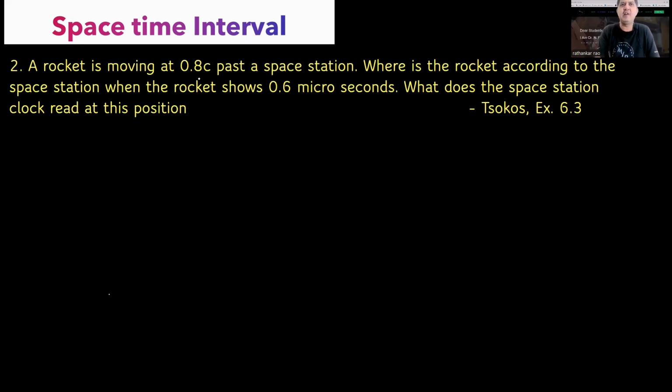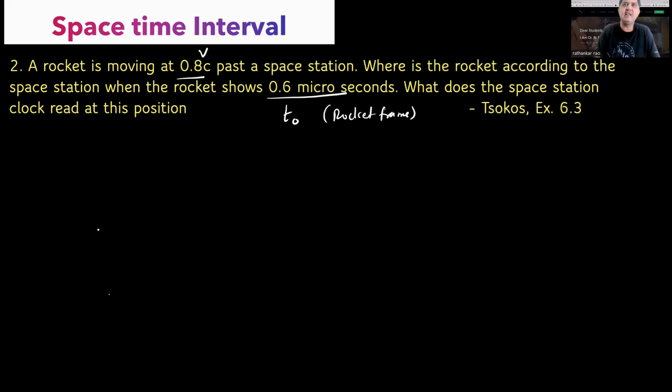The rocket is moving at 0.8 c past a space station. What is this now? This is your velocity v. What is the rocket according to the space station, when the rocket shows 0.6 microseconds? So where is the time which has been taken? This is a proper time. This is your t naught. Where is it taken? This is with respect to the rocket frame. Right? What does the space station clock read at this position?